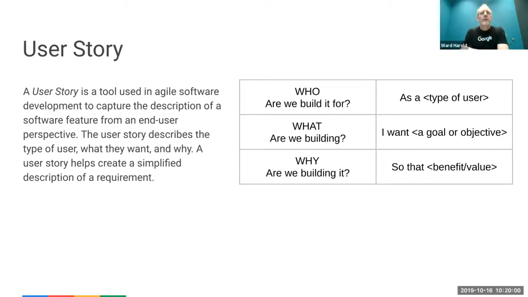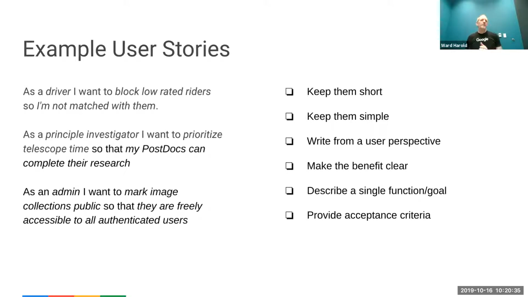So you want to structure them, there's a standard structure that people use, and that's what this table says. Basically it's a who, what, why thing. You want to know who you're building your software for. You want to know what are we building, what kind of software, and then you want to know why you're building it. And the way you structure that is as these very structured sentences that say, as some type of user, I want to accomplish something so that I can get some benefit or value. And we can look at some examples.